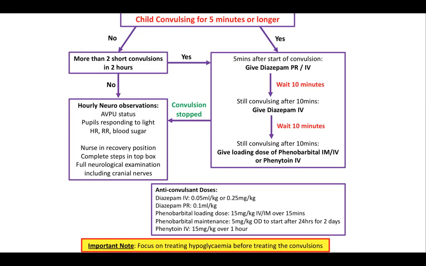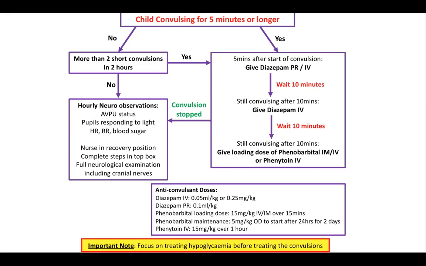And then you can give the phenobarbital loading dose if the patient is still having convulsion after 2 doses of diazepam. The loading dose for phenobarbital is 15 milligram per kilogram. It's either IV or IM over 15 minutes. And you can also see the maintenance dose for phenobarbital. For phenytoin injection, it is 15 milligram per kilogram over 1 hour.